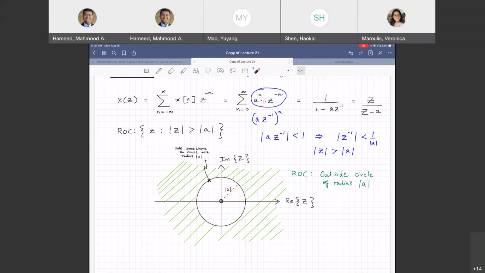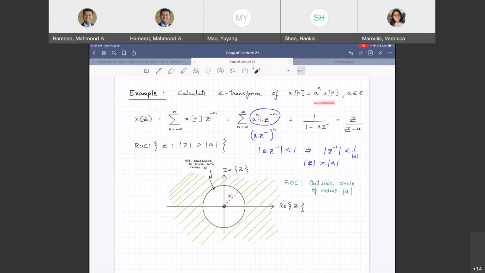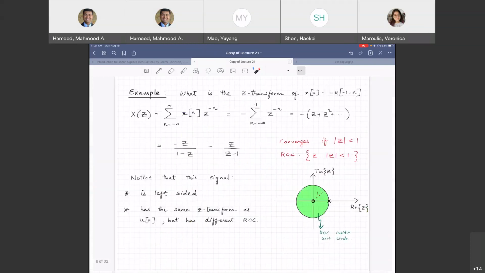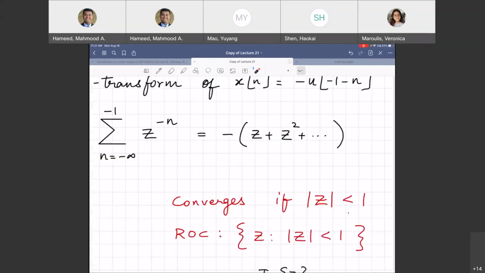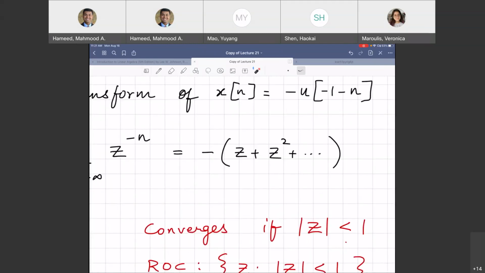So when you had unit step sequence, it was unit circle. When you had a to the n u of n, you had a circle with magnitude of a as the distance, because a can be complex. So we need to talk about magnitude of a. Questions about this example? Pretty straightforward. All right. What about a left-sided sequence? Over here, you have negative u of -1 minus n. How do you deal with that?